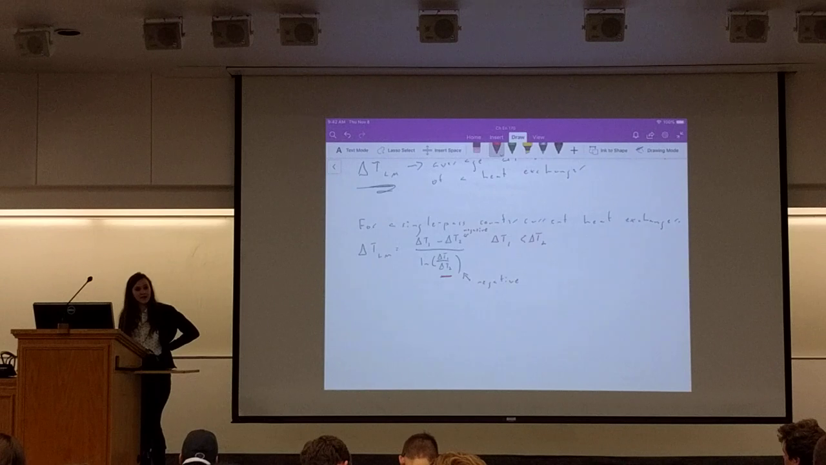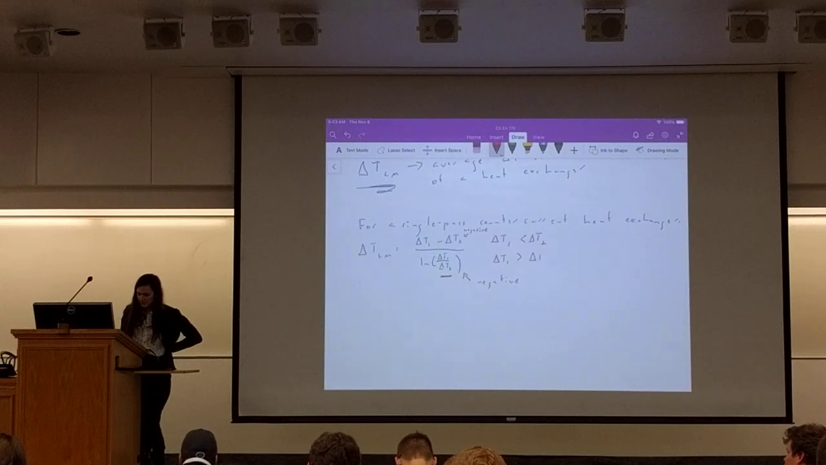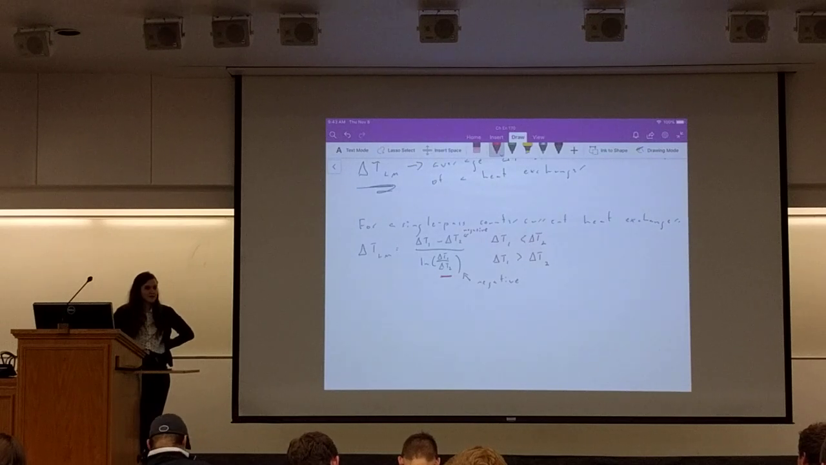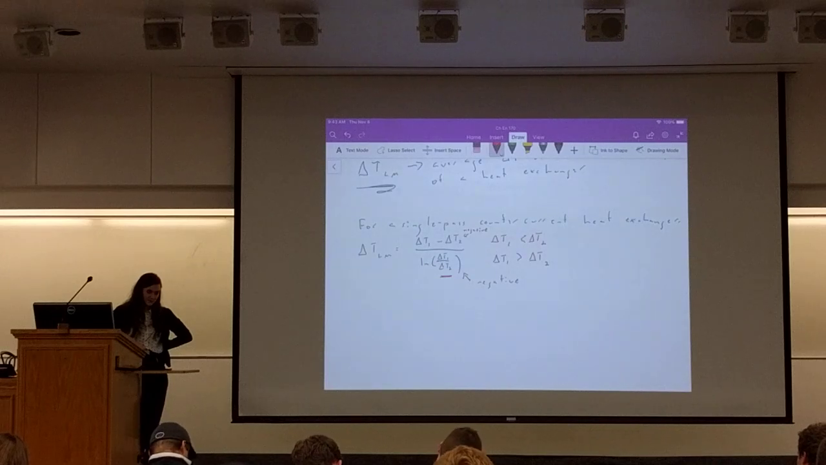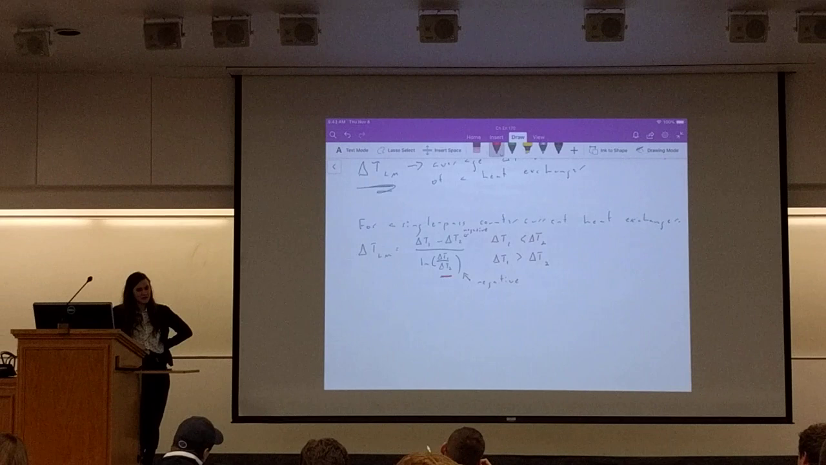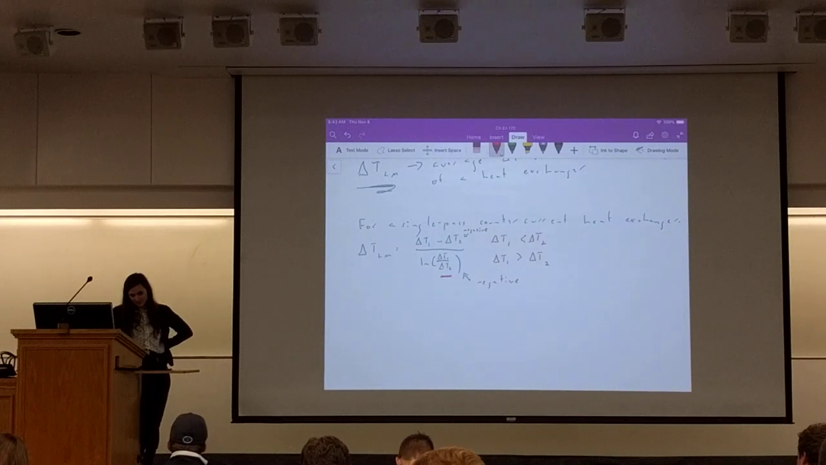And if it was the other way around, if delta T1 was greater than delta T2, then you would get a positive on the top, because you have a bigger number minus a smaller number. And on the bottom, you would get a positive, because you would have a natural log of a number greater than 1. So it would be a positive. And so if you're consistent, then you should come out with the same number, and it should be positive.